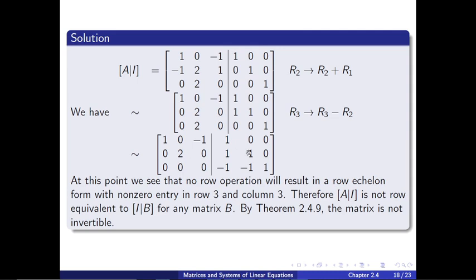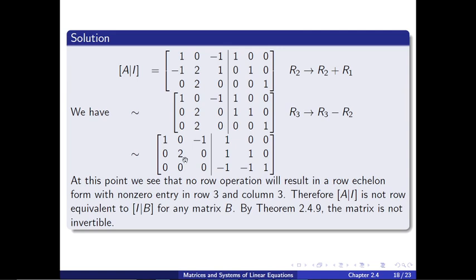Now this system is in echelon form, and at this point we can see that because we now have zeros here, there's no row operation that will make this value a non-zero, right? This entry can't be a non-zero, and because it can't be a non-zero, we can't get the identity matrix, because remember, the identity matrix will have non-zeros here. That's one of the conditions.